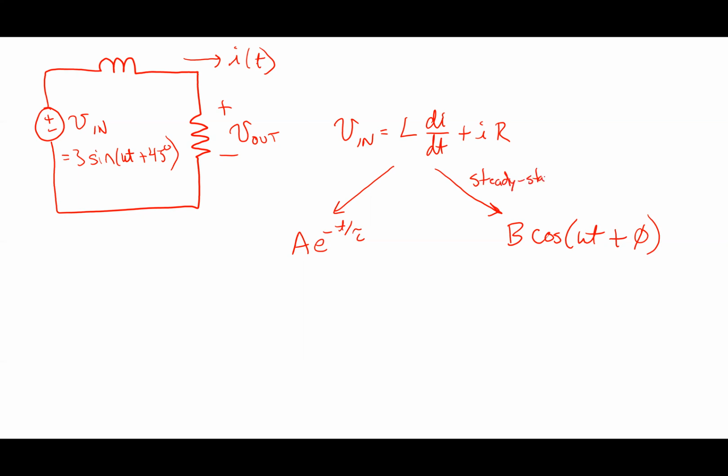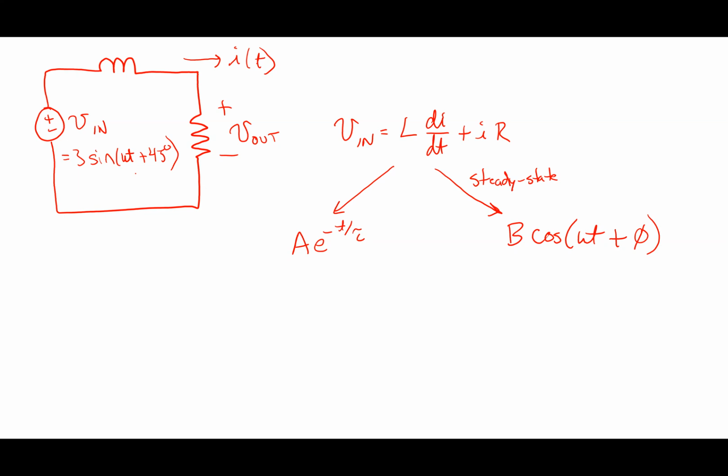And what are we saying is always true about the steady state solution? Of those three things, the amplitude, the frequency, and the phase, which one is guaranteed to be the same between my source and whatever quantity I'm looking at? The frequency. Frequency is always the same. Phase might be different, amplitude might be different, but the frequency will always be the same.